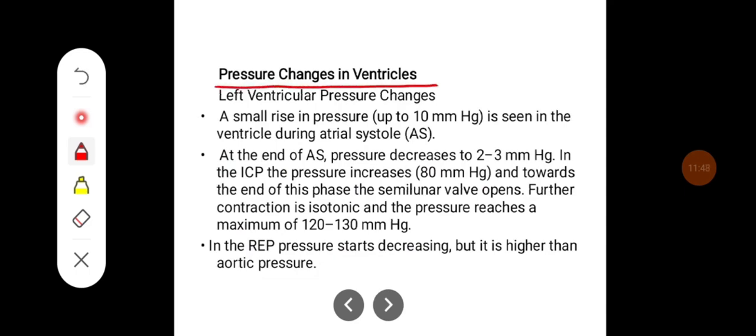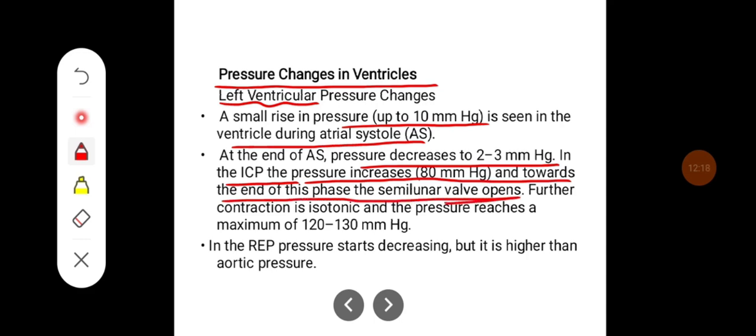Coming to pressure changes in ventricle. Left ventricular pressure changes: a small rise in pressure up to 10 mm Hg is seen in the ventricle during atrial systole. At the end of atrial systole, pressure decreases 2 to 3 millimeters of Hg. In isovolumetric contraction period, the pressure increases up to 80 mm Hg, and towards the end of this phase, semilunar valves open. Further contraction is isotonic and the pressure reaches a maximum of 120 to 130 mm of Hg.